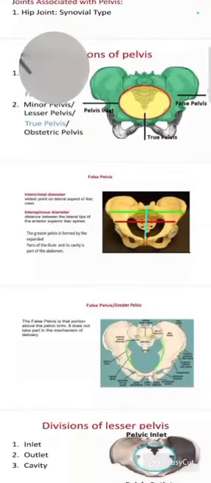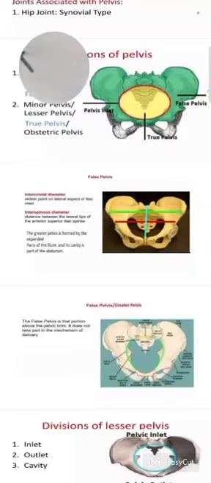First we'll talk about the greater pelvis, and then I'll look at the divisions of the lesser pelvis. The false pelvis or the greater pelvis has the intercristal diameter, which is the widest point on the lateral aspect of the iliac crest. The interspinous diameter is the distance between the lateral tips of the anterior superior iliac spines. That is the interspinous diameter.